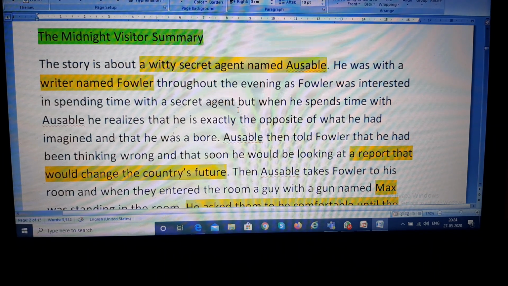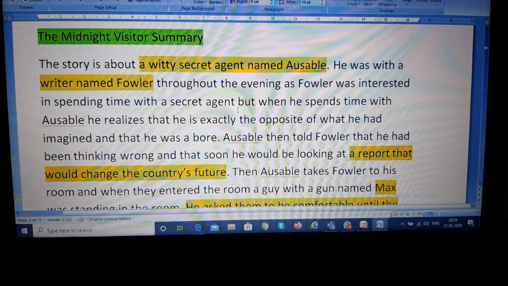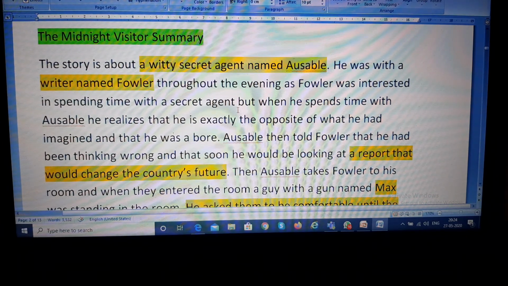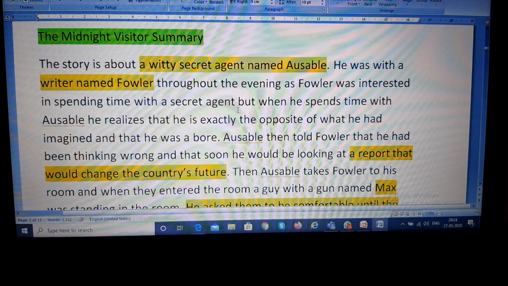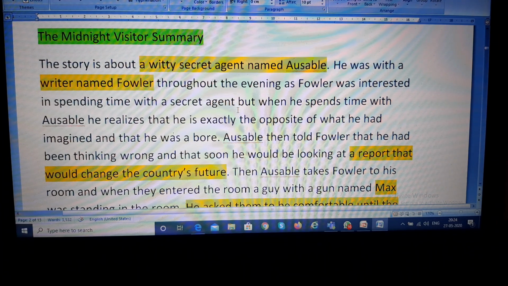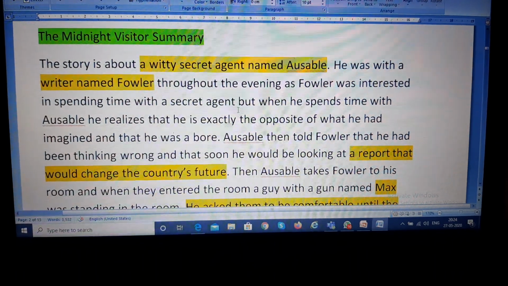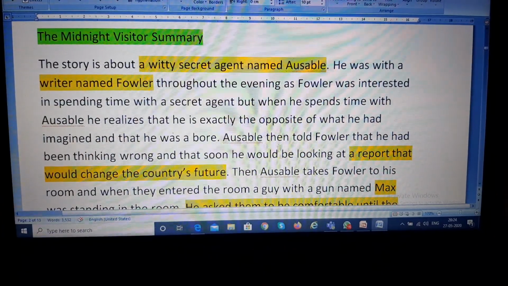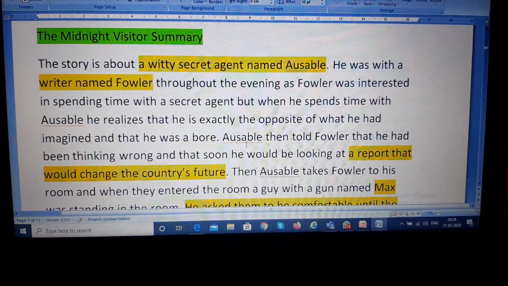But when he actually meets Ausable, who is a secret agent, in reality, he doesn't find him the same. Why? Because in appearance, Ausable is a plump man. He is not at all maintaining any body dimensions. Secondly, he is not at all surrounded by any kind of dangers or adventures. So he finds that he is a bore.